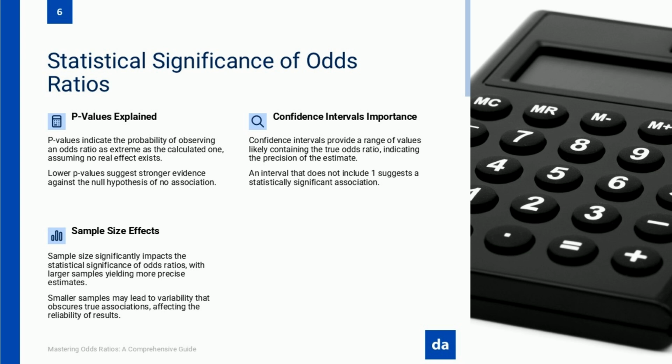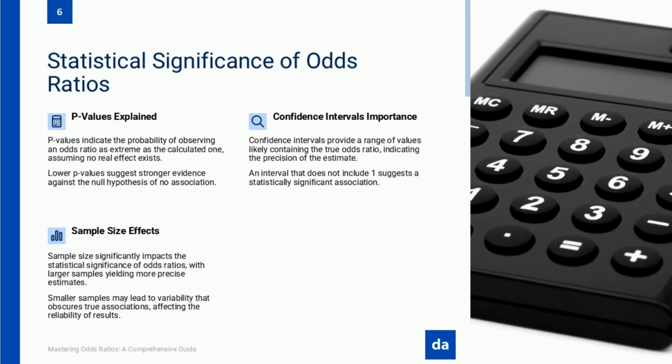In the world of data science, not all numbers carry equal weight. A large odds ratio might catch your eye, but it doesn't always signify a meaningful relationship between variables. This is where the concept of statistical significance comes into play. Statistical significance helps us determine whether an observed odds ratio is likely to represent a genuine effect in the population, or if it's just a result of random chance in our sample.